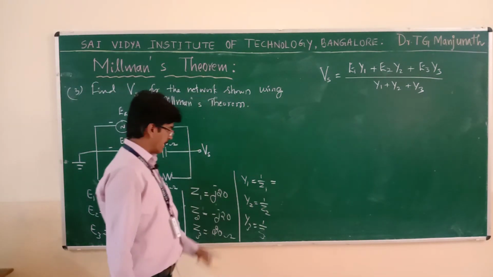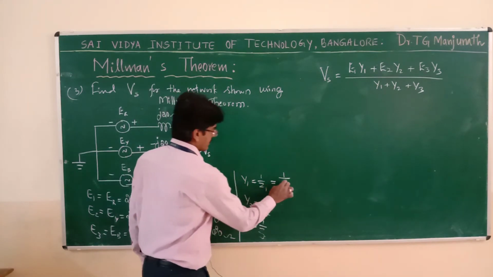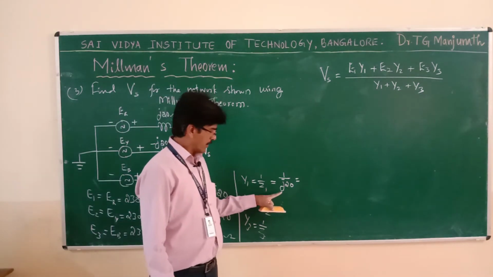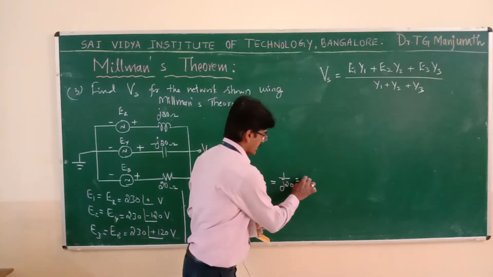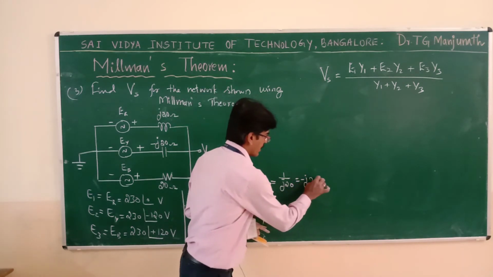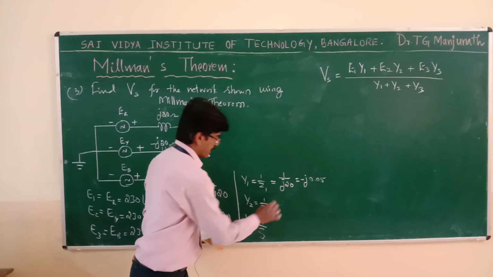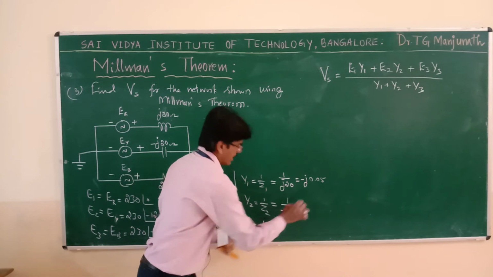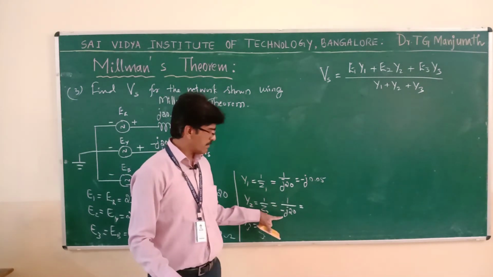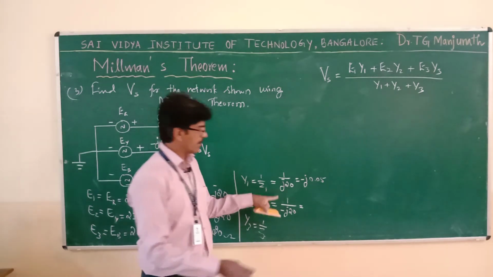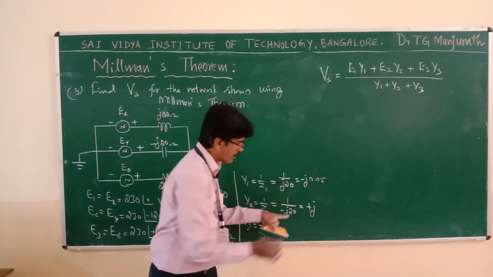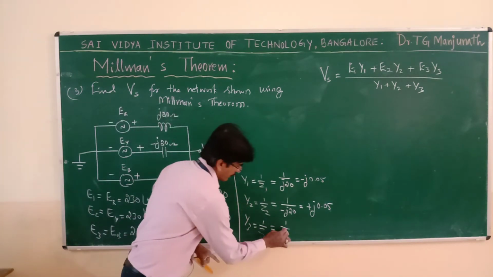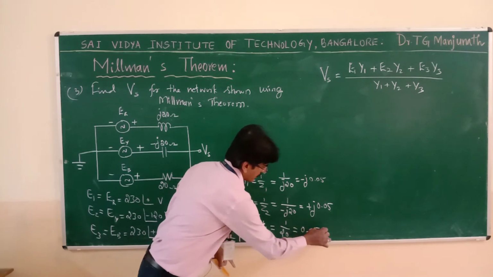Suppose you take separately, 1 by j20. If you want, you can take j to the numerator with opposite sign, so it becomes minus j. 1 by 20 is how much? 0.05. So what is Y2? 1 by minus j20. Take j to the numerator with opposite sign, it becomes plus j. 1 by 20 is 0.05. Similarly, what is Z3? 20. 1 by 20 is just 0.05.